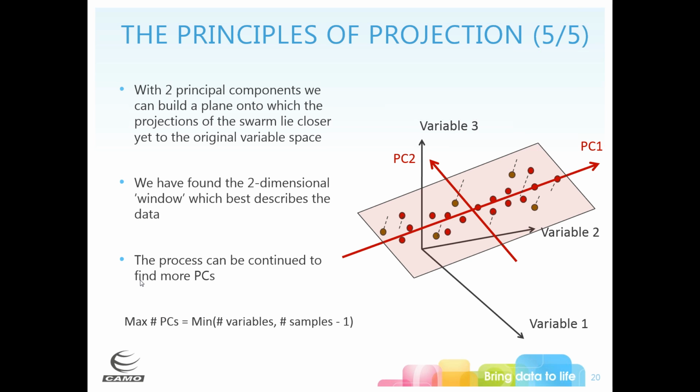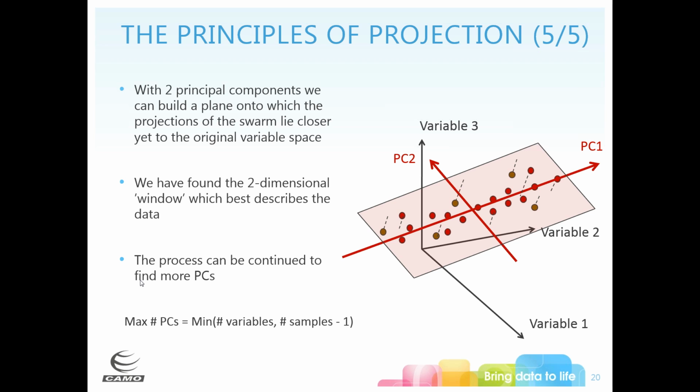When we have the 2 principal components, we've now got a plane that we can project our swarm onto. So this is a window. It's a new way of looking at your data. And the process can go on to find more principal components if you need to.